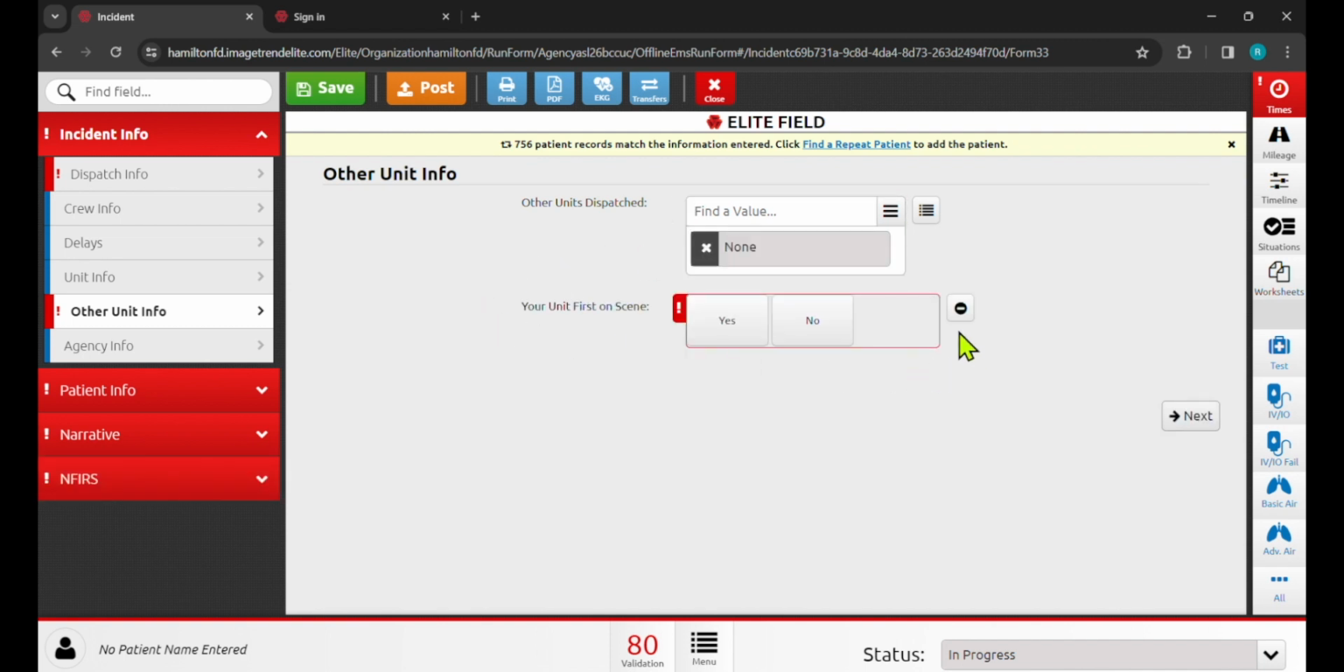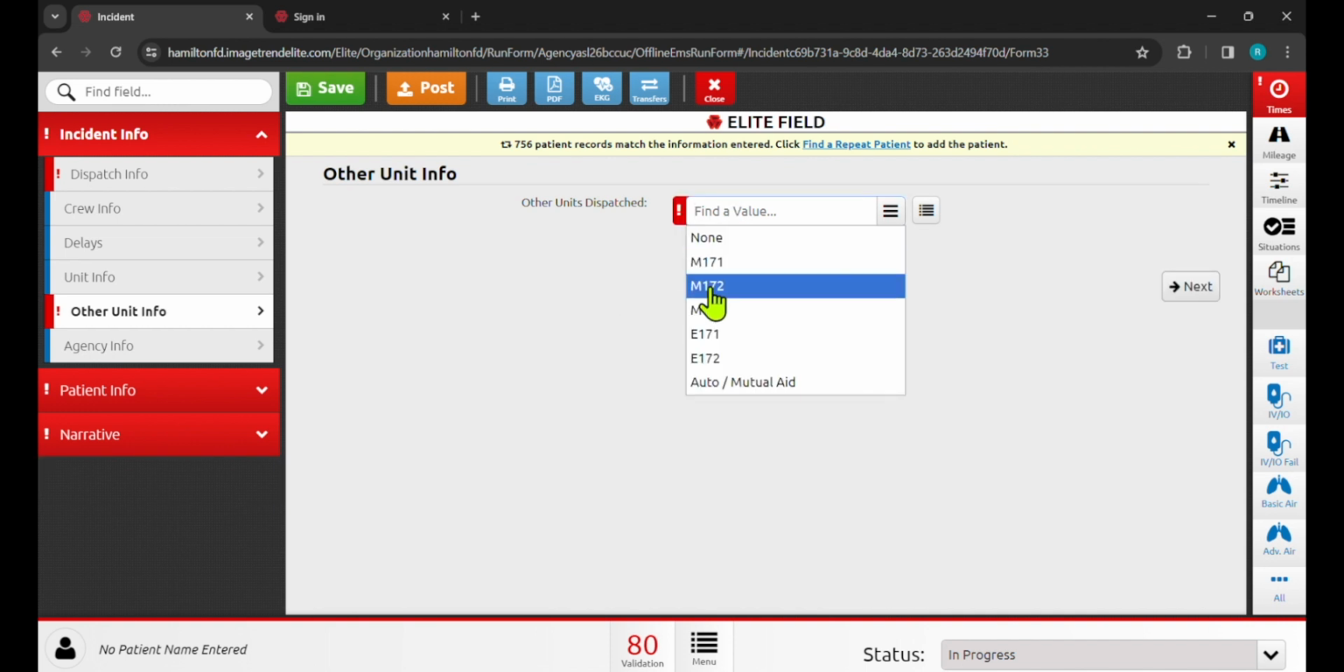So when we select none, you'll notice that this popped up: on scene, were we first on scene? Well, that's not even an appropriate question because we said we're all by ourselves. So it will not allow you to select yes or no. Notice it's still red. When it asks this question, we need to select not applicable. We had to make this work, and I will show you.